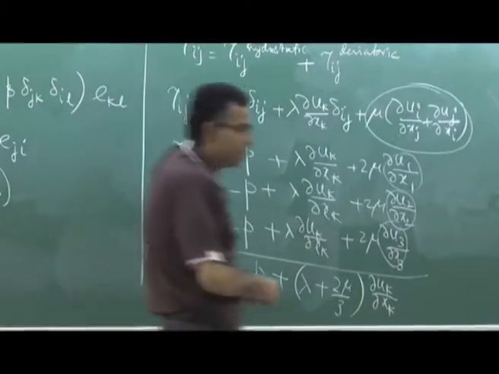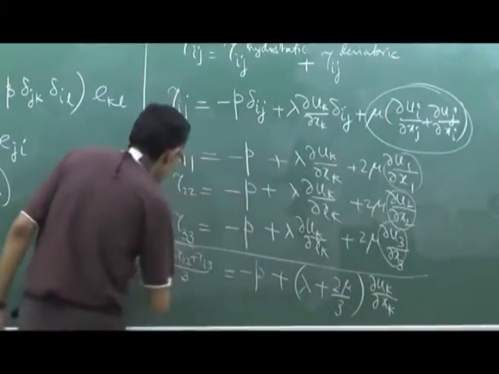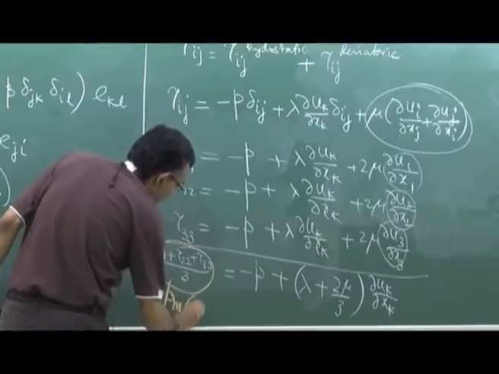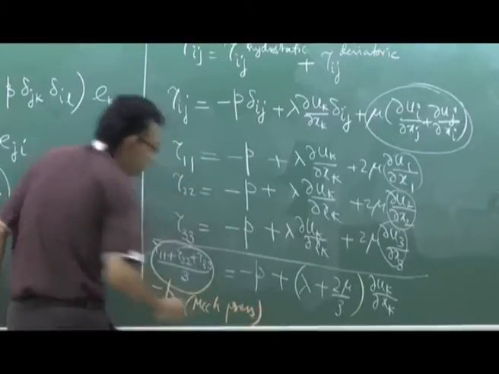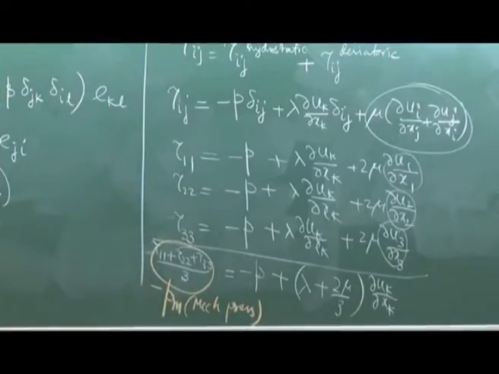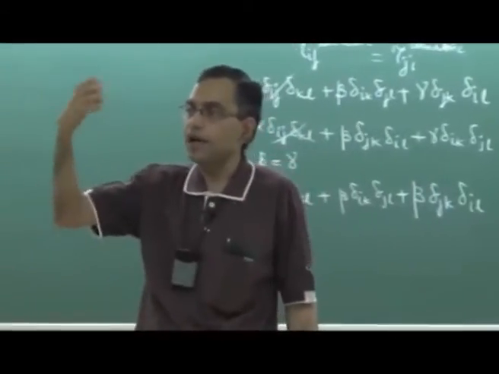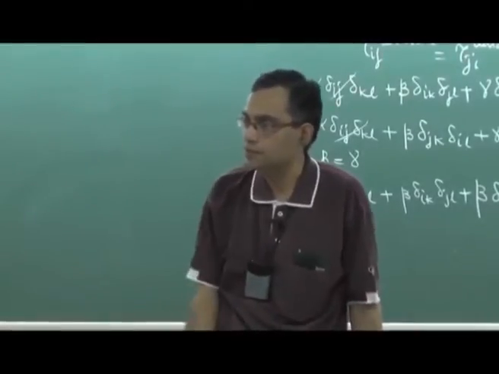By definition, the left hand side is called as minus of Pm, where Pm is mechanical pressure. So this is the definition of a mechanical pressure. Mechanical pressure is by definition the arithmetic average of the negative of the normal components of stress.